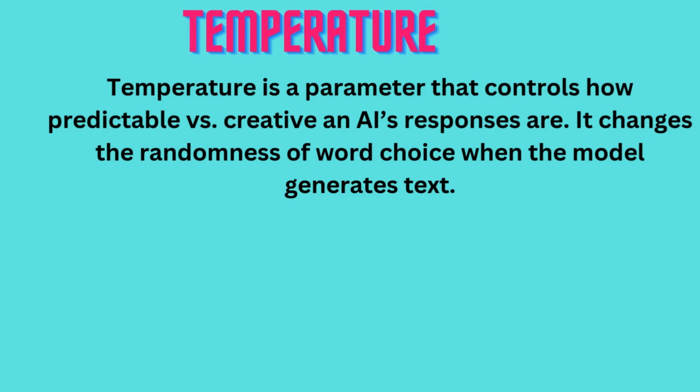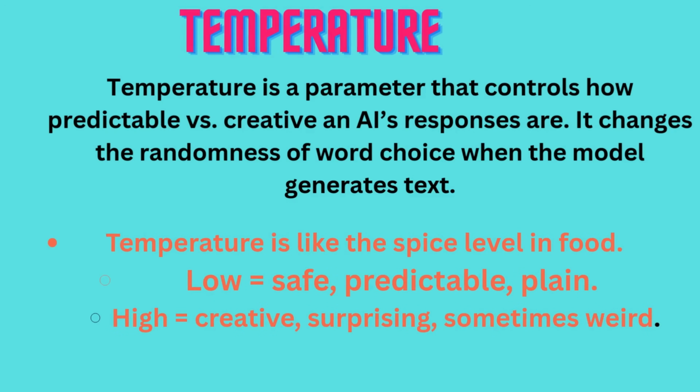Temperature is the setting that decides whether AI plays it safe or gets creative. Low temperature gives you safe, predictable, and plain answers like mild food. A higher temperature adds spice, making responses more creative, surprising, and sometimes even unusual. In short, temperature is the dial that controls the flavor of AI output.